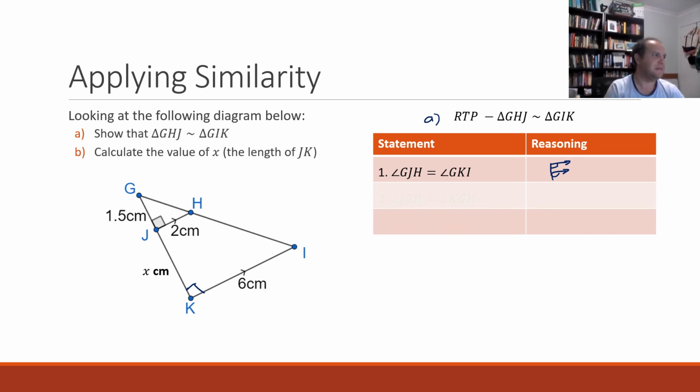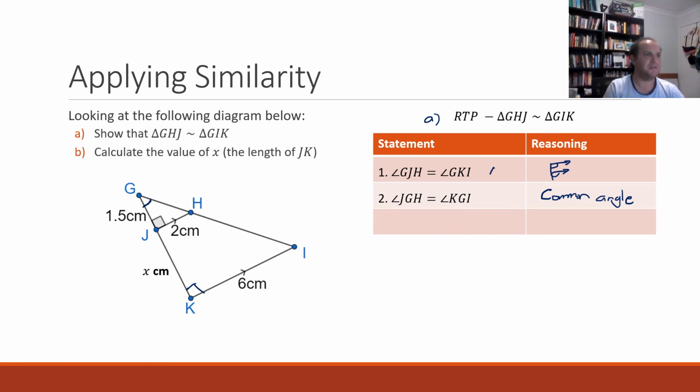Now the other thing we can say is, looking at this angle up here, right, that angle is JGH, but also that angle is the same as KGI. So those angles are the same. Now the reason we give for that is because they are common angles, or it's a common angle, because it's exactly the same in both situations, right? JGH is the same angle as KGI, because those lines just overlap like that.